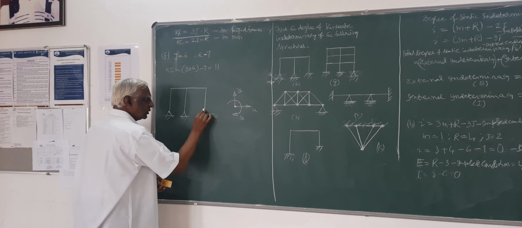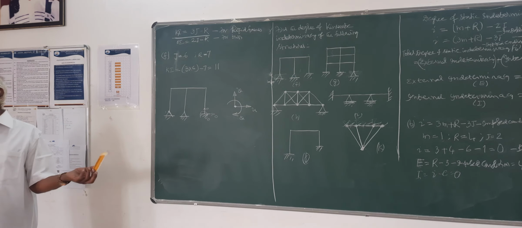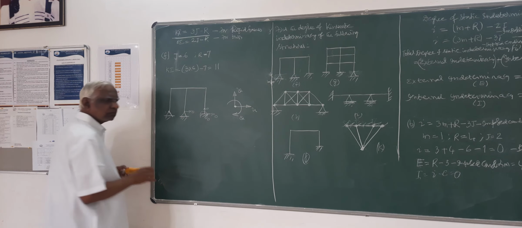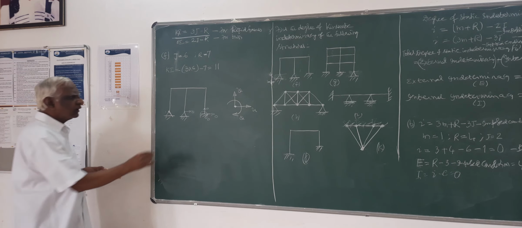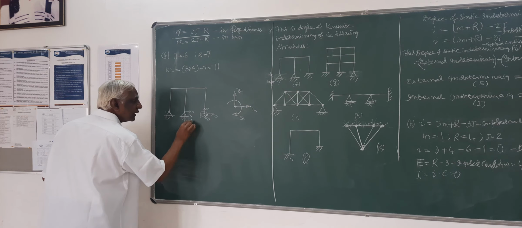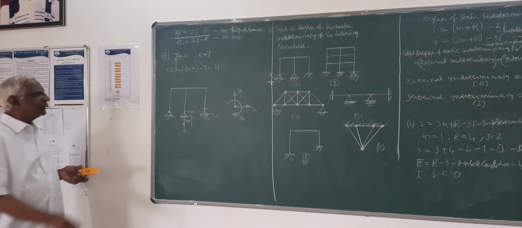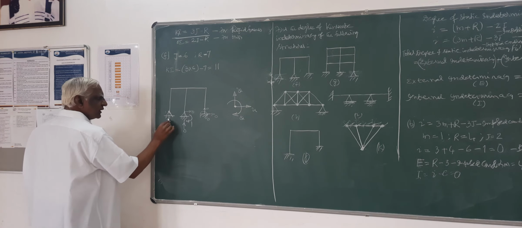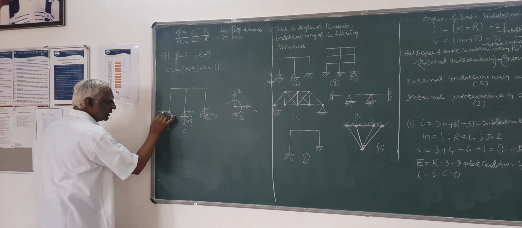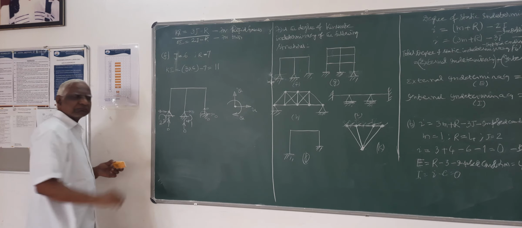Here all these 3 displacements are 0, that is 0, 0, 0, because it is fixed here. Here, horizontally it cannot move, vertically it cannot move, but rotation will be there at that joint. That is 1. Here, same thing as this: vertical is 0, horizontal is 0, and the rotation is there.